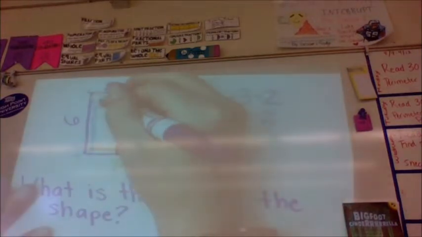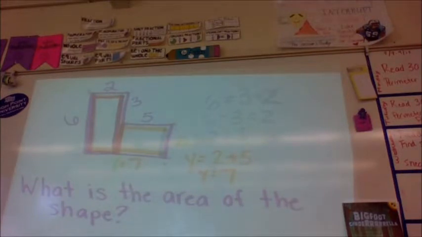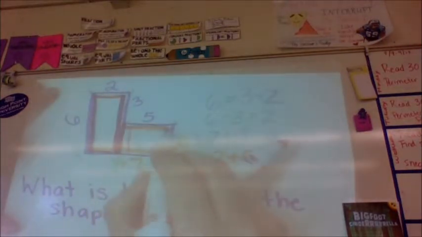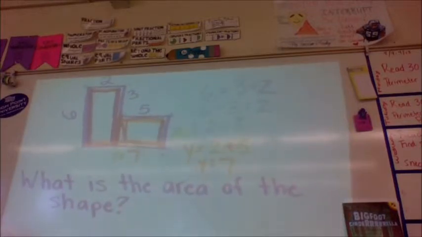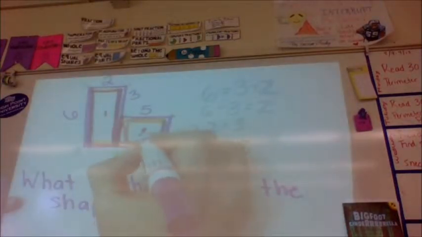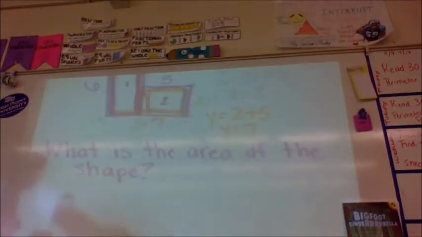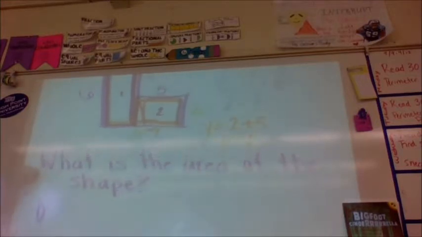So I now have 2 different shapes. I have a rectangle standing up and I have a rectangle laying down. Again, it helps to have 2 different colors. If not, do a dotted line and a zigzag line. I also like to number them, that's 1 and that's 2. We have to figure out the area for each of the shapes.